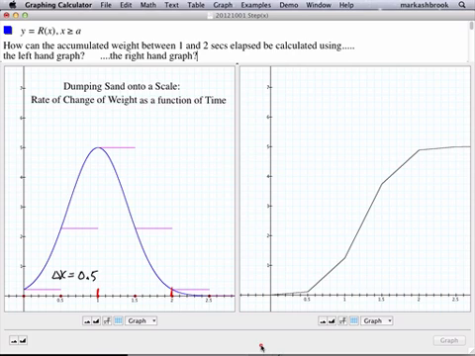Okay, did we come up with something? DJ, take your pick. He's going to tell us how we can use the right-hand graph to get the accumulated weight between 1 and 2 seconds elapsed. Can we use it like a graphing calculator? If I was using this as a graphing calculator, I would say our right one's A of x. Excellent. So he's saying this is the accumulation function A of x. Then I'd do A of 2 minus A of 1.